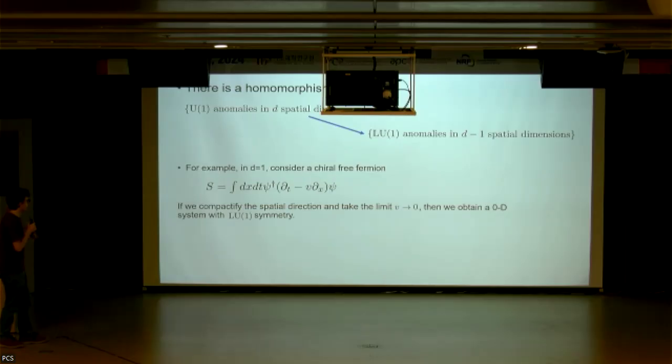So now I want to come back to this question of how we classify the anomalies of this loop group symmetry. It turns out that what we can invoke to understand it is a map from U1 anomalies in D spatial dimensions to LU1 anomalies in D-1 spatial dimensions. Remember, LU1 was this loop group, which is the symmetry of Fermi liquid theory. I won't try to give the general argument for why this statement is true, but let me illustrate it by an example.